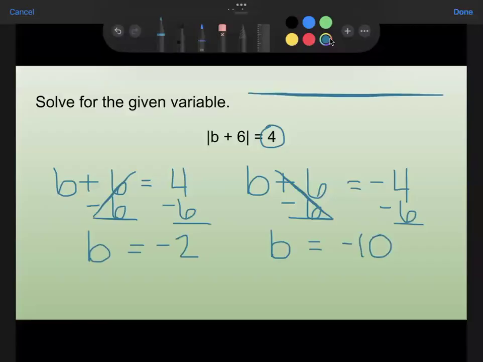So if I need to do a number line, I just need to make sure it includes negative 2 and negative 10, and then I can go ahead and put those dots on the number line to show where the two solutions are.